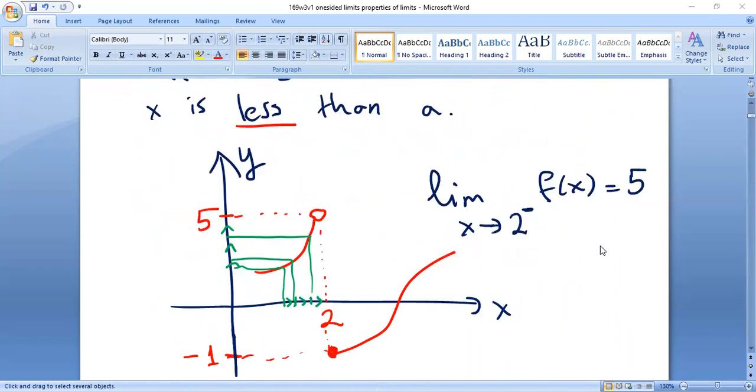So as an example, let's say we have some function like the red graph here. If we are approaching 2 from the left of 2, or the inputs are slightly less than 2 but very close to 2, then look at the green output values. They are getting closer and closer to 5. So in this case, we say the limit of f as x goes to 2 from the left is equal to 5. Or you can also say the left-hand limit of f as x goes to 2 is equal to 5. You can say either way.